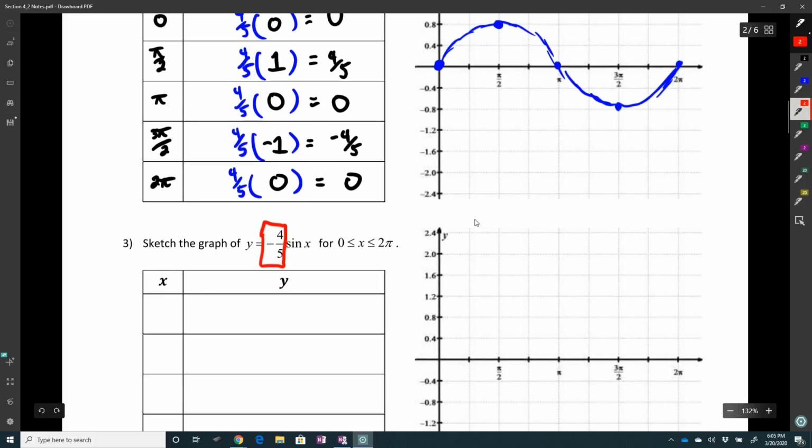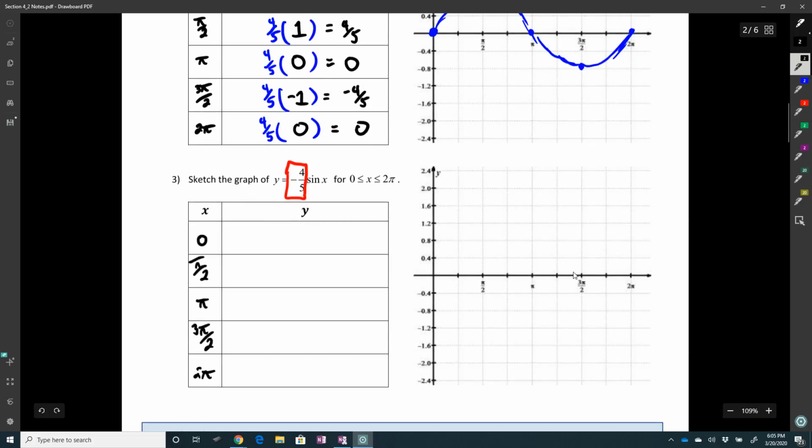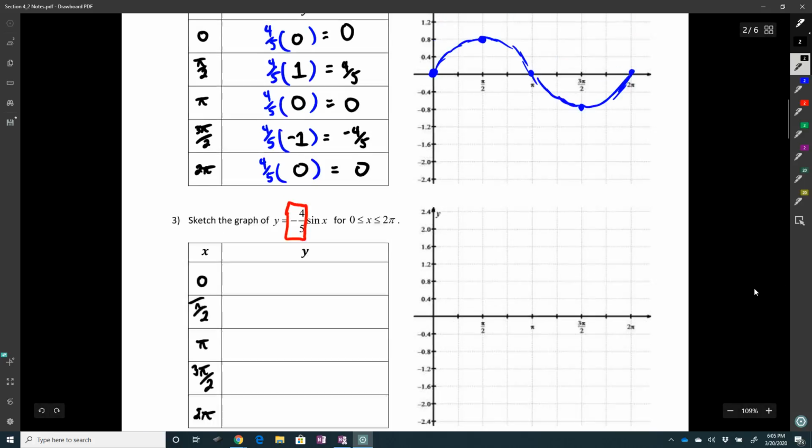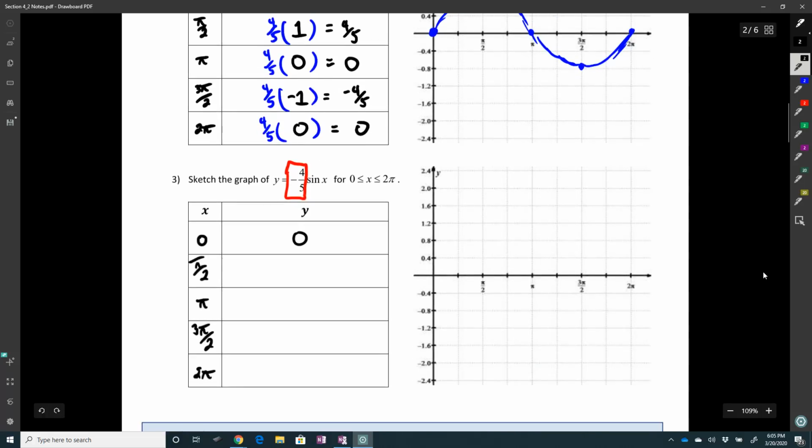The only change that's going to happen, let me zoom out, is we still have our x values, so 0, pi over 2, pi, 3 pi over 2, and 2 pi. So the only change is, instead of being multiplied by 4/5, it's going to be multiplied by negative 4/5. So that means all the y values change. They just become negative versions of themselves. So instead, it's going to be 0, negative 4/5, 0, positive 4/5, and 0.